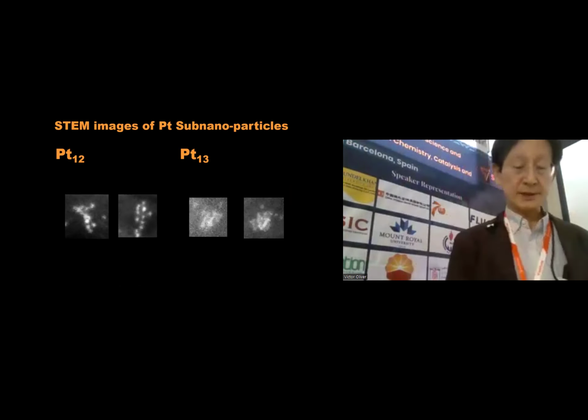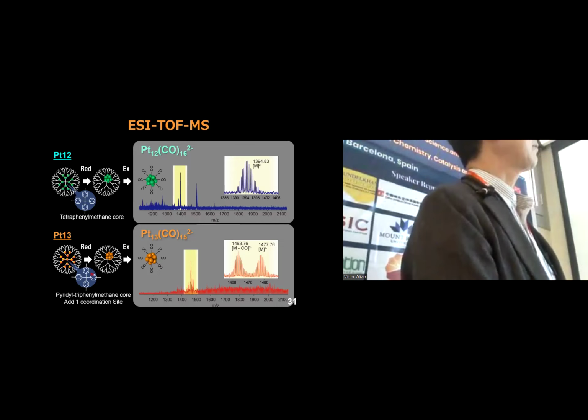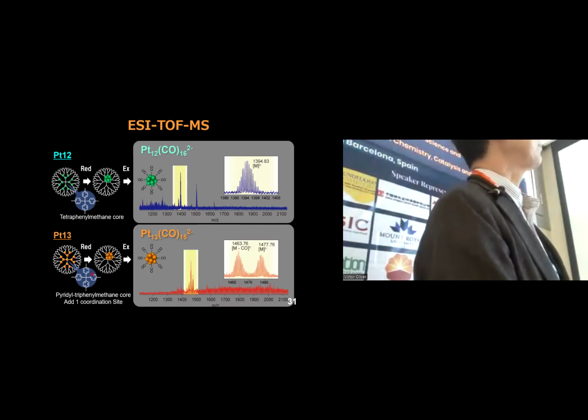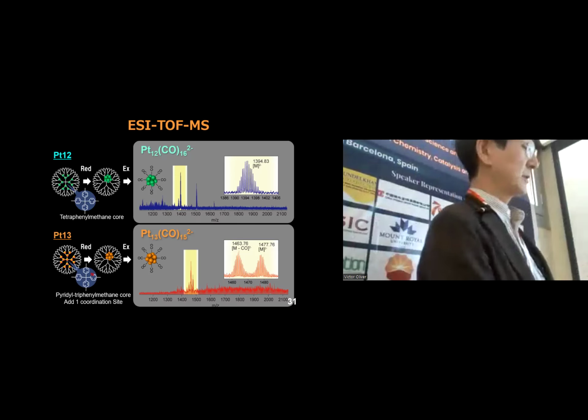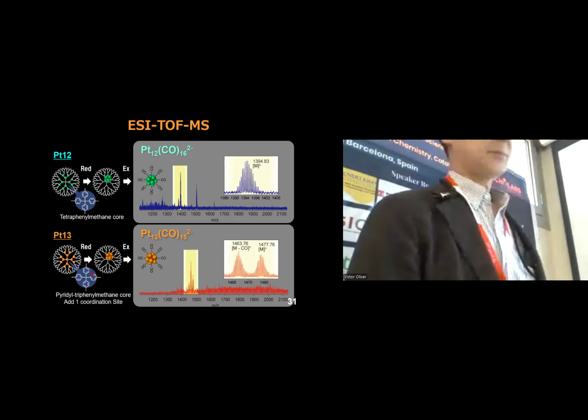So in order to elucidate the structure in more detail, we carried out ESI time-of-flight mass spectroscopy. We carried out ligand exchange from the dendrimer framework to carbon monoxide, because the dendrimer framework is too large to observe the fragment in ESI mass spectroscopy. After the ligand exchange to carbon monoxide, a single fragment peak was observed in ESI mass spectroscopy, which was attributed to the platinum particle with 12 atoms and 13 atoms. So we succeeded in the synthesis of the subnanosized particles with 12 atoms and 13 atoms selectively.